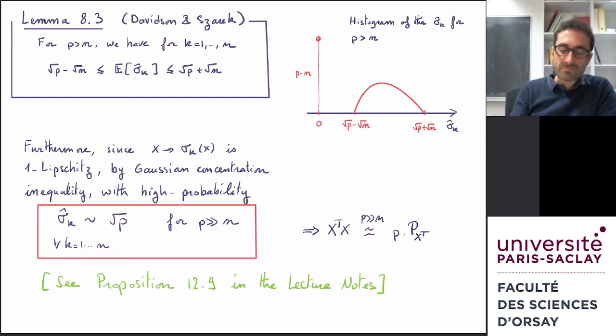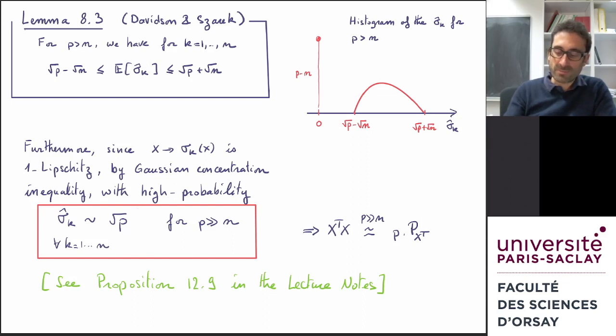This is not a proof of this result. If you want to see a proof, not using Davidson and Szarek but a direct proof, you can look at proposition 12.9 in the lecture notes, where you have a full proof of this result in a non-asymptotic setting. All right, so let's take this result for granted.